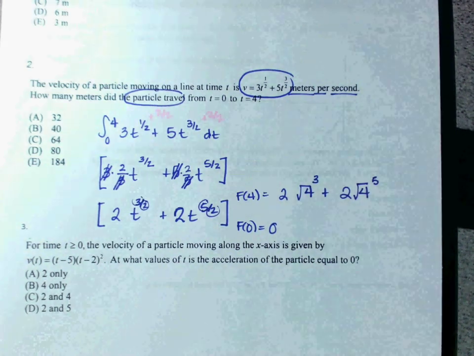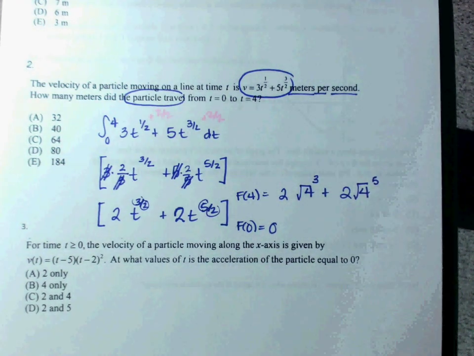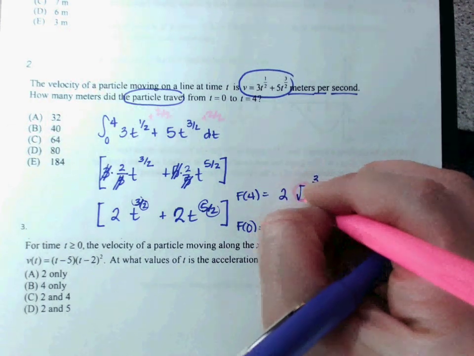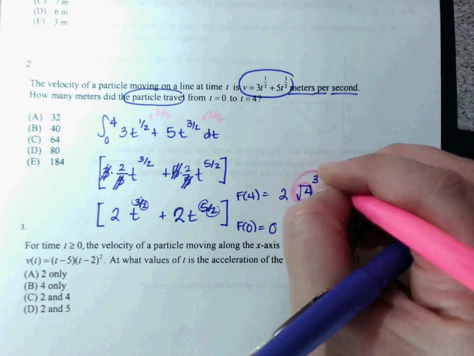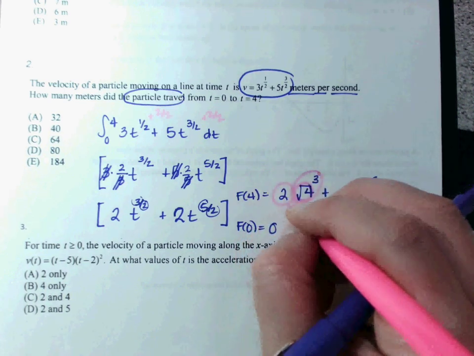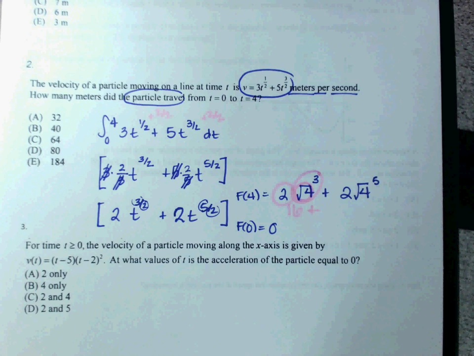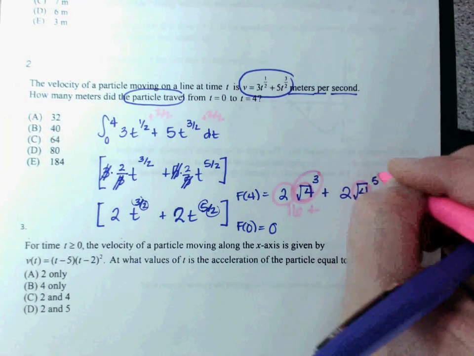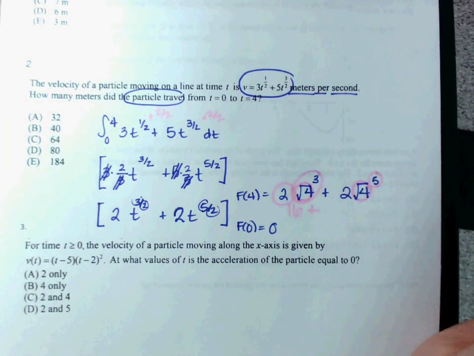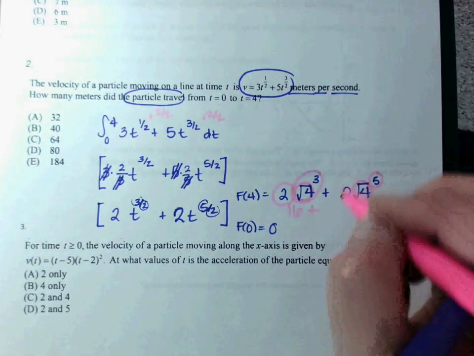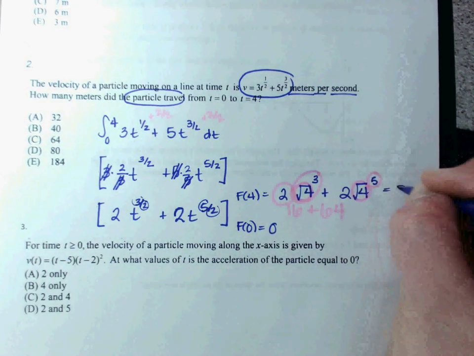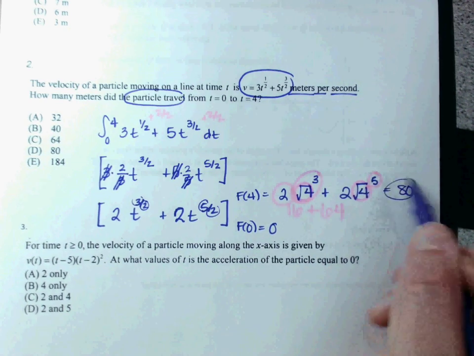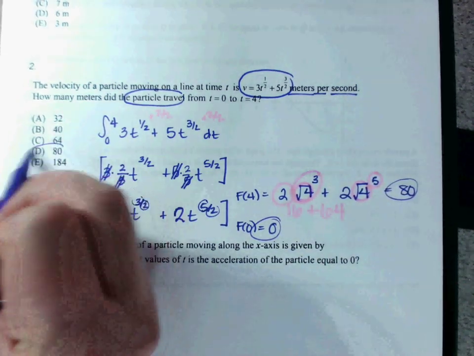And then remember, you always want to do the root first just because it's easier. You technically can do them in either order, but the square root of 4 is 2. 2 cubed is 8, and 8 times 2 is 16 plus. Then here, square root of 4 is 2. 2 to the fifth is 32. Multiplied by 2 is 64. And then 16 and 64 would add up to be 80 on the top. Then from there, top minus bottom, 80 minus 0 is 80.